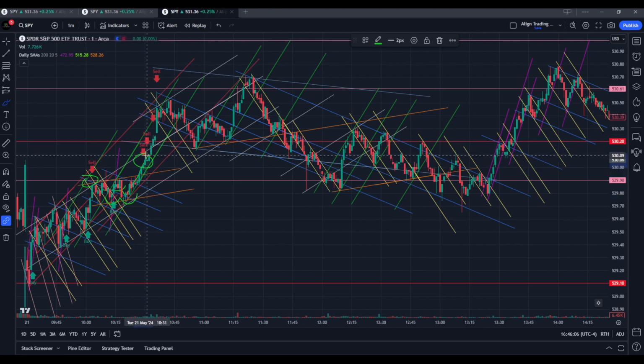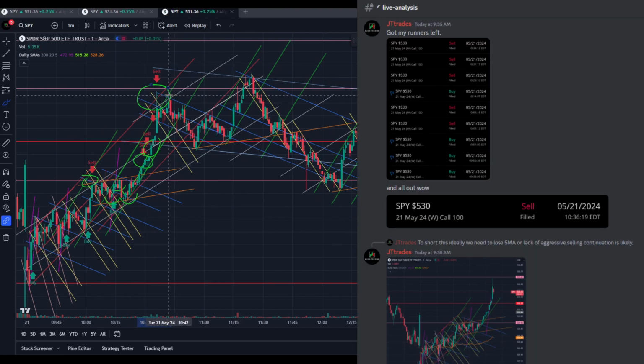I start to take more of my position as we get up here, and then we get this final candle on all my runners, and I take all of my position there. No sense not to after such a good move up like that. Can always wait for the retracement like you see right here.